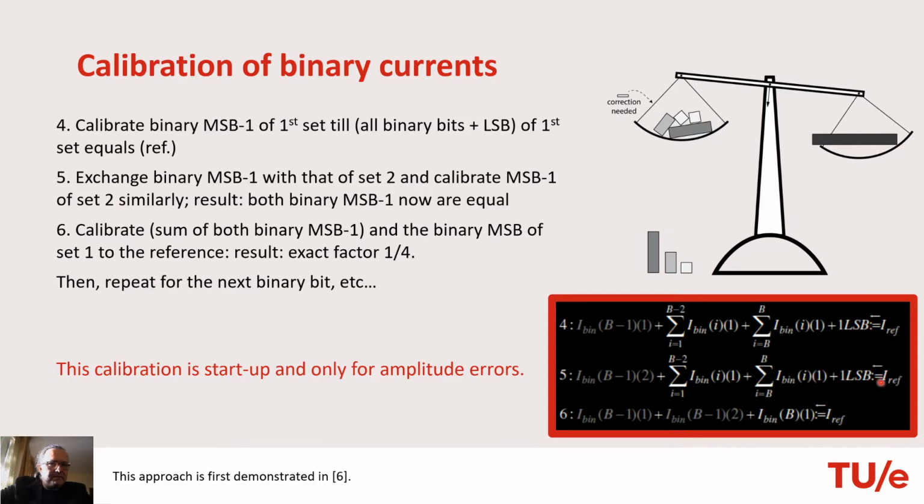Then in the last step, what we do is that we connect on one side both currents, MSB -1 first set and second set. Normally they should equal half of the reference. And then here we connect the MSB current of the first set, and here is the reference. Keep in mind that this current, the MSB current, is already calibrated to half the reference.